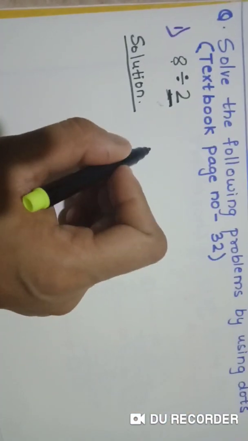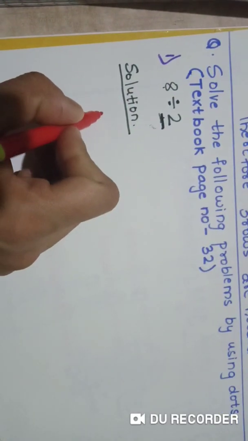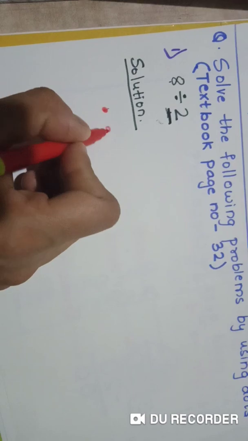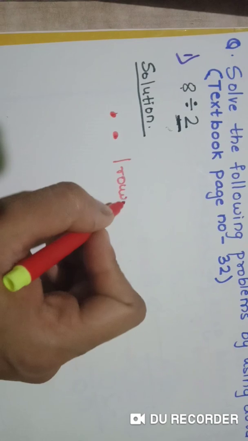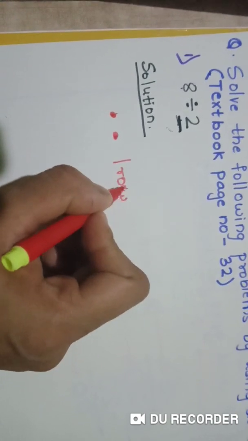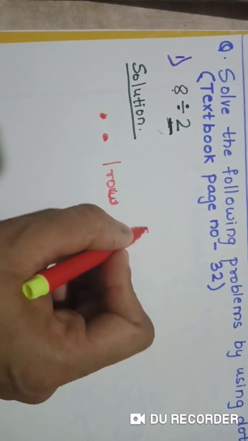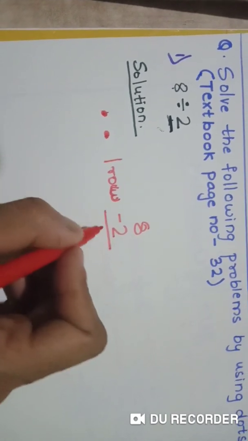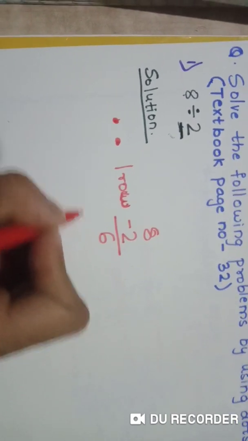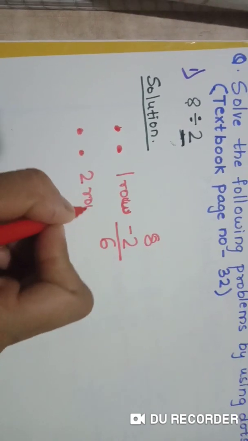Solution. In first row, how many dots will come? That is 2 dots. This is our first row. And what was the dividend here? 8. Therefore 8 minus 2. How many remaining? 6. Then again 2 dots. This is our second row.